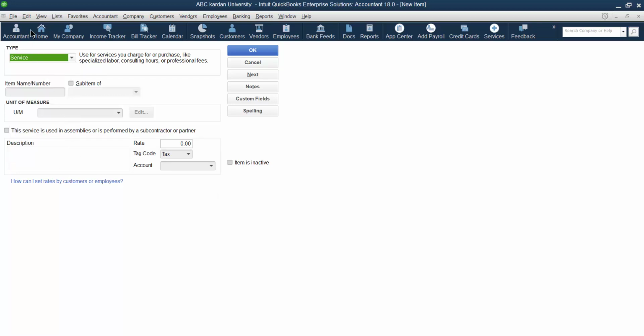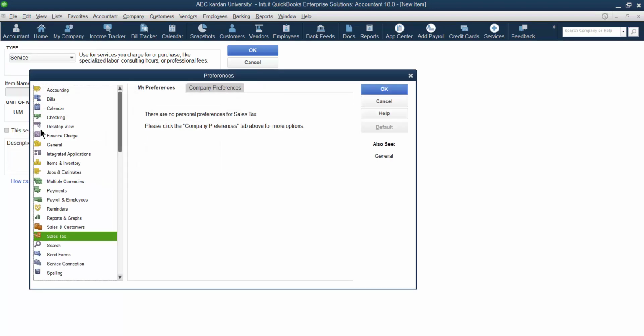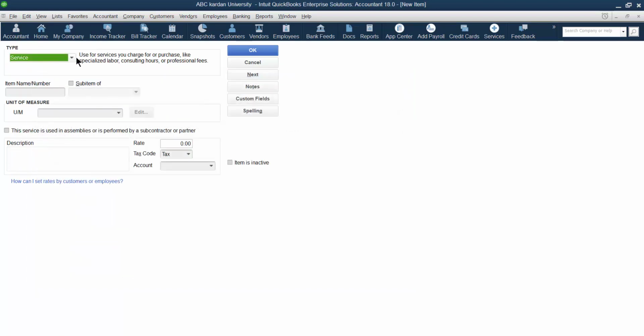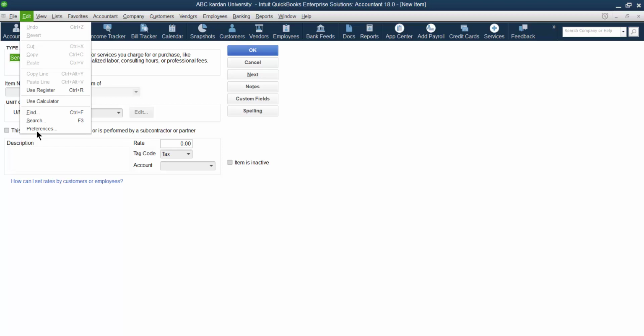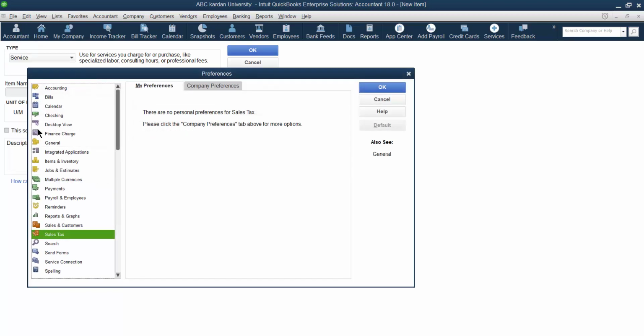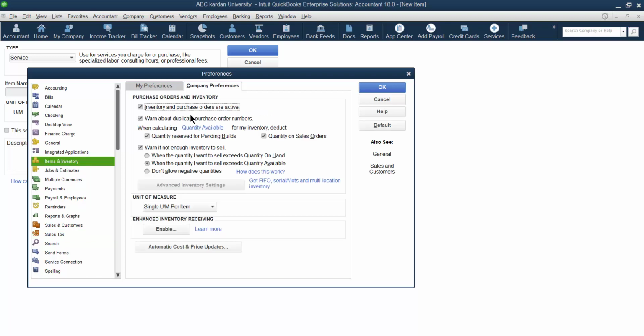One more thing I mentioned: if inventories are not available in this part, it means that at the time of creating your company, you selected no need to manage inventory. That is why those items do not appear here. So once again, come back to Preferences and click on this part. Where is the inventory? Yes, Items and Inventory. See, for me, it is yes, inventory and purchase orders are active. If you did not select it at the time of installation of the company, it is inactive. So please activate this one, then those things will appear in your QuickBooks.